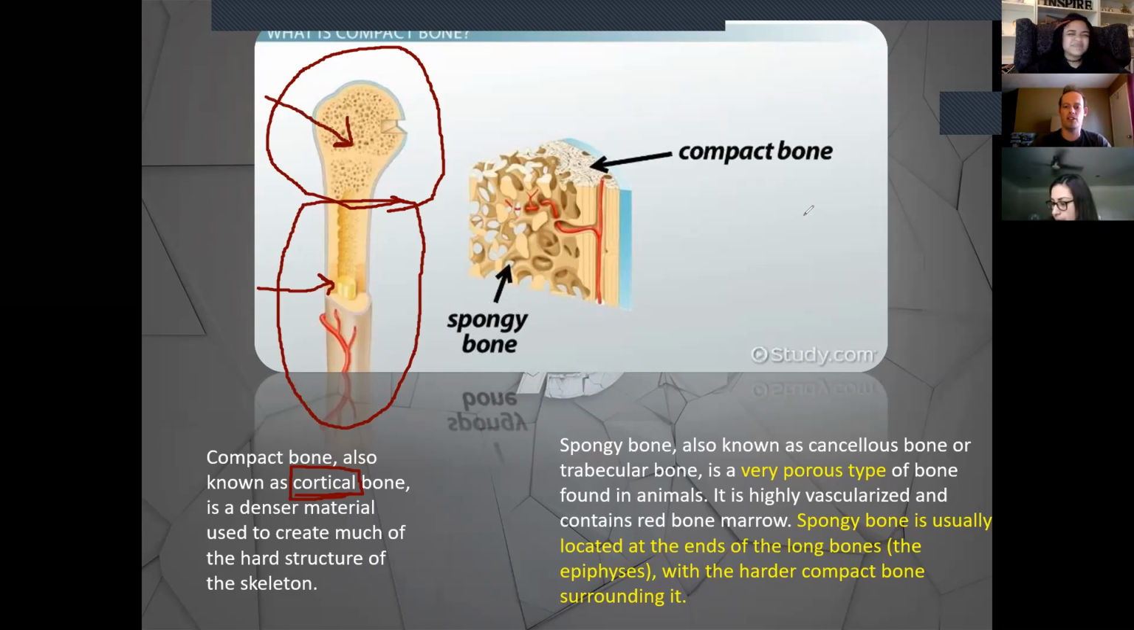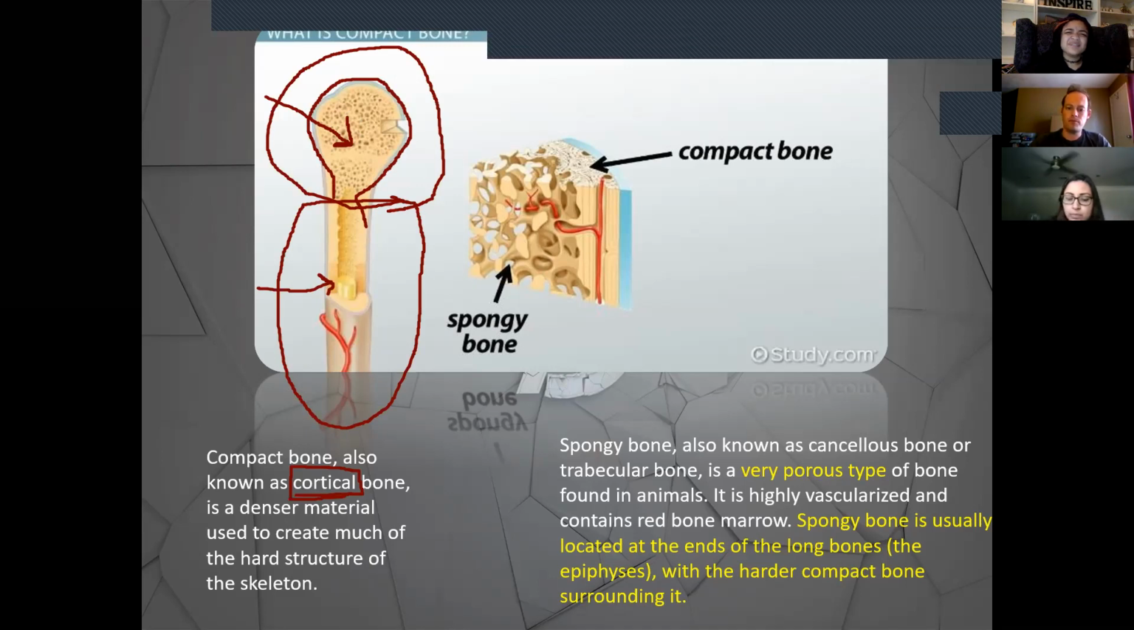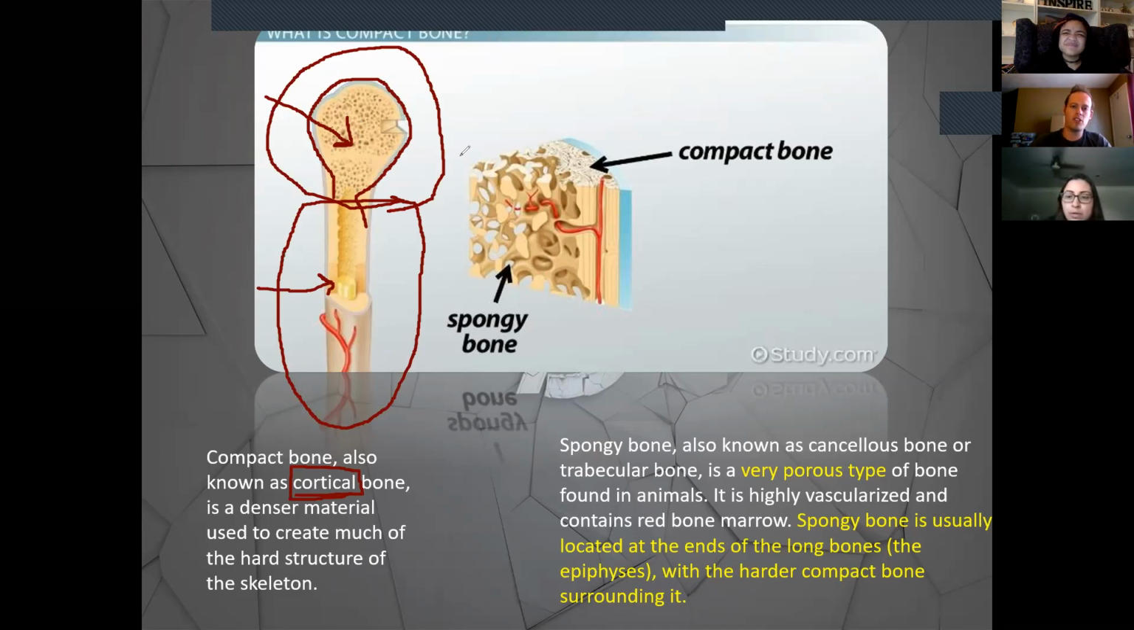It literally looks like a sponge, with that hard compact bone surrounding the spongy bone. So compact bone, key note here, is found throughout the entire bony structure, but the spongy will only be at the ends of both ends of that bone. We'll start talking more about those epiphyses here in a little bit.